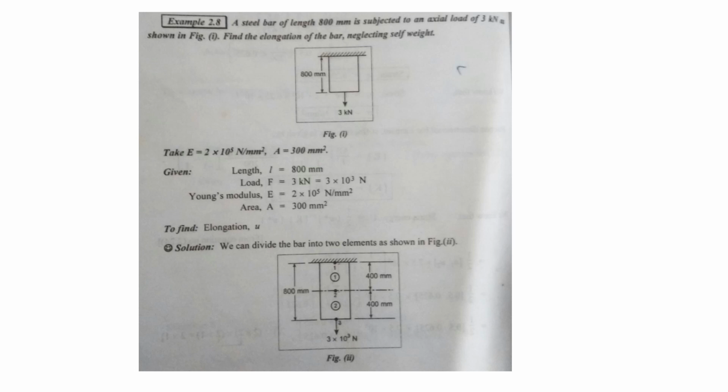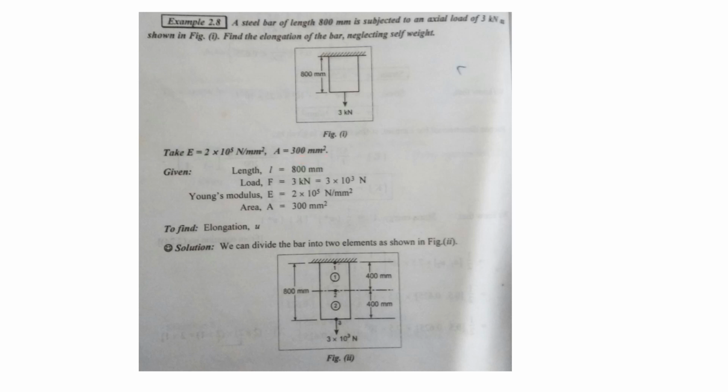This is the bar. Length of the bar is 800 mm. A 3 kilonewton weight is hanging at the end of the bar. Self-weight of the bar is neglected. The question is, what will be the elongation of the bar? We know some other methods to solve this problem using a formula, but now we have to solve it using the method of FEA. The question also says, take E, Young's modulus, equal to 2 into 10 raised to 5 Newton per millimeter square, and area of cross section A of the bar 300 mm square.